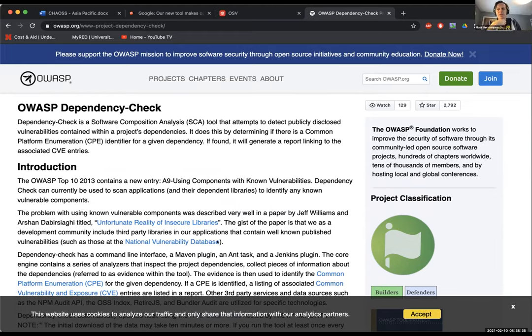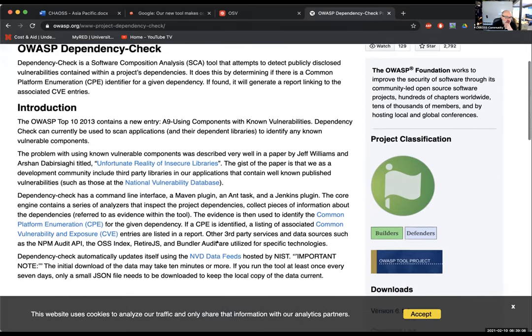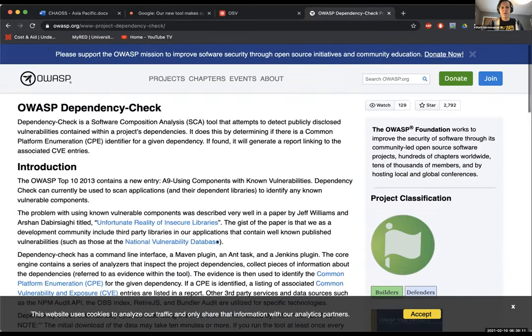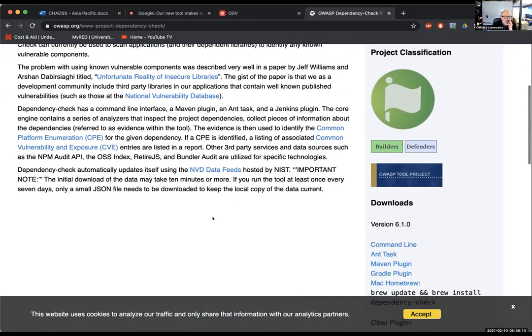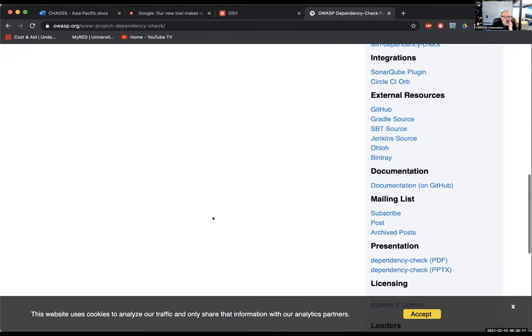So is OWASP tooling that's provided, or is it like a way of thinking? Do they have tools that actually do this? Software composition analysis, oh, it says a tool that attempts to detect publicly disclosed vulnerabilities. There are a number of tools that exist. I don't know if OWASP itself goes beyond the tools, but under external resources on this page are some of the tools that we've talked about, like OLO. Where is this? On the right hand side, scroll down under project classification. If you keep going, there's a heading called external resources.